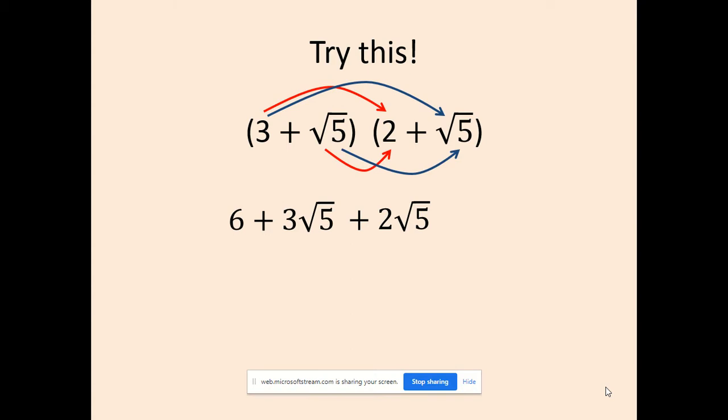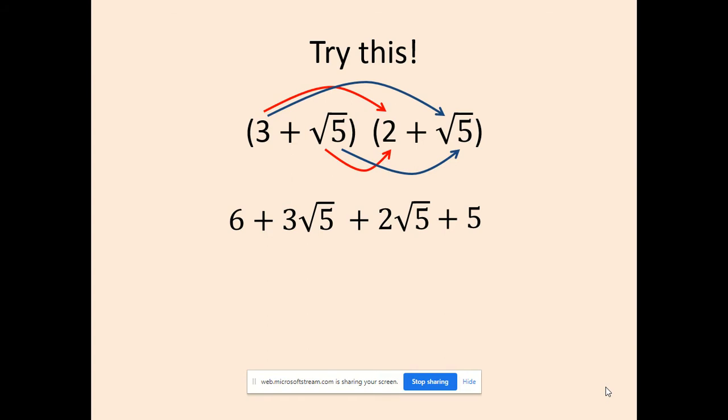And then you do root 5 times root 5. What did we say? A surd multiplied by itself, okay, would just give you the number alone. So root 5 times root 5 is just going to be 5. And the reason why is because square root 5 times square root 5 is actually the square root of 25. And because 25 is a square number, if I square root 25, it would give me 5 at the end.